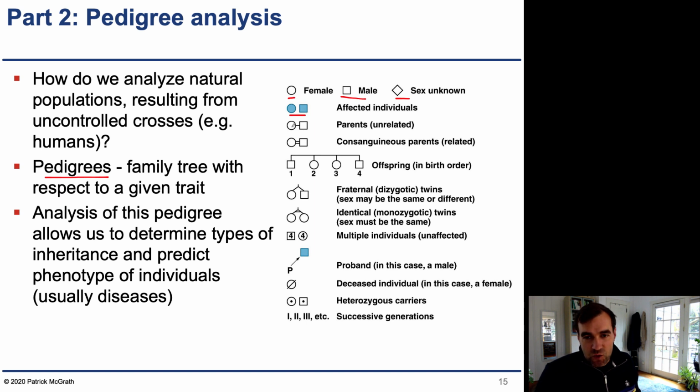So if two individuals have offspring, then they are connected together by a horizontal line. So a female and a male individual had kids together. These parents are unrelated to each other, so there's a single line. And so they would then have offspring, and the offspring are designated by vertical lines. So something like this would indicate this female and male individual had 4 children.